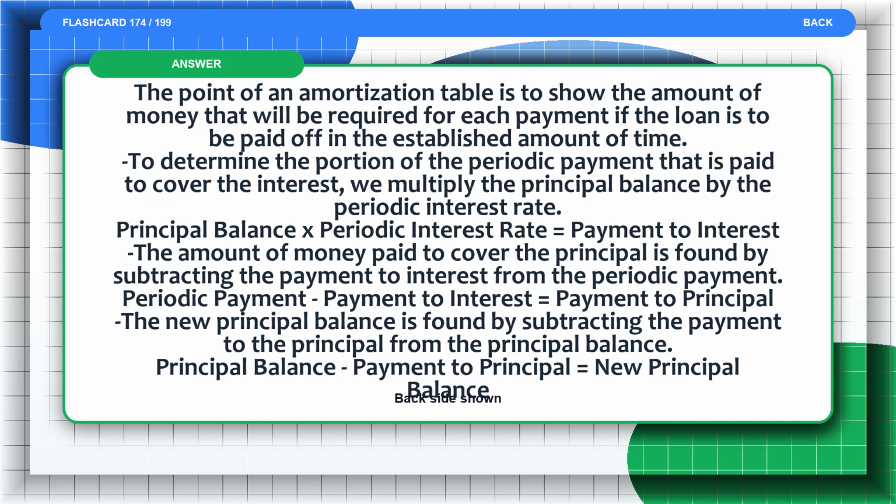To determine the portion of the periodic payment that is paid to cover the interest, we multiply the principal balance by the periodic interest rate. Principal balance x periodic interest rate equals payment to interest.